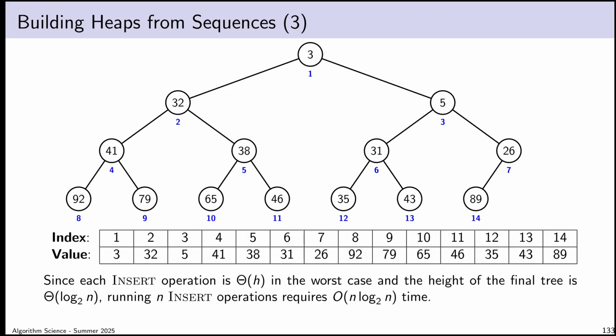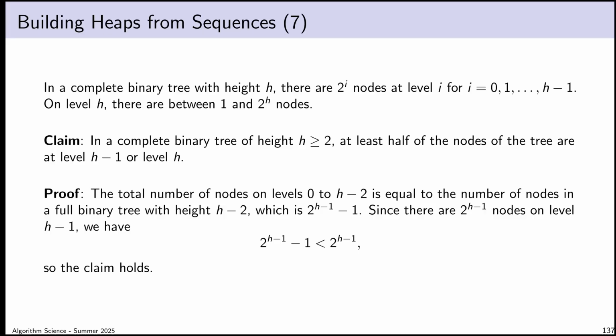And if I think about doing a bunch of insertions, suppose I've done n over 2 insertions. By the time I've done n over 2 insertions, I probably already have a heap of about this height. So at least half of the insertions that I do are into a heap that is of height at least log of n minus 1. So that would be log of n over 2. And that's the observation I'm trying to formalize here.